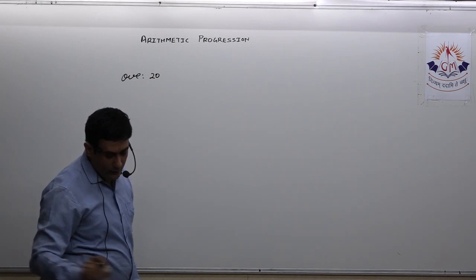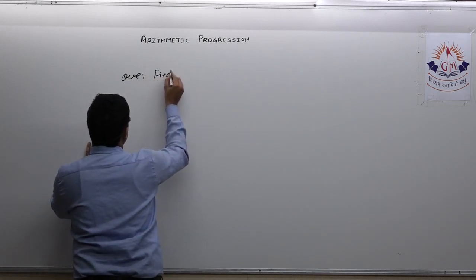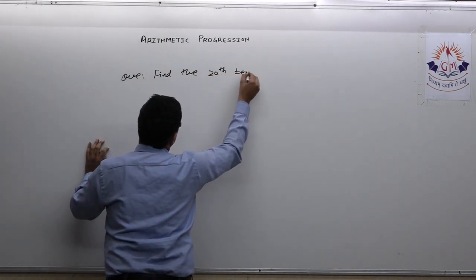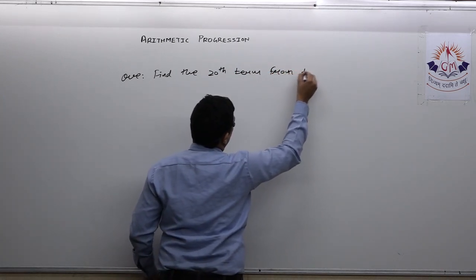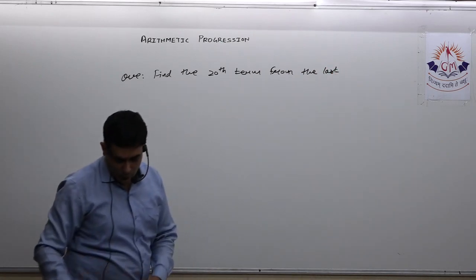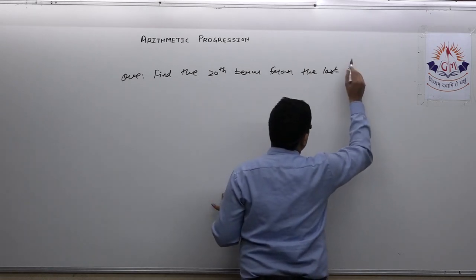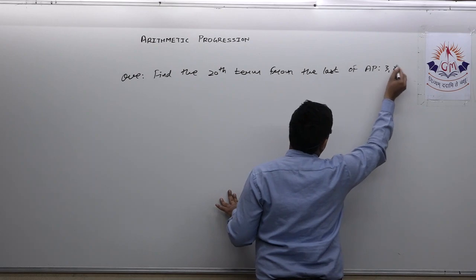Find the 20th term from the last. Now, 20th term from the last, AP is given: 3, 8, 13.